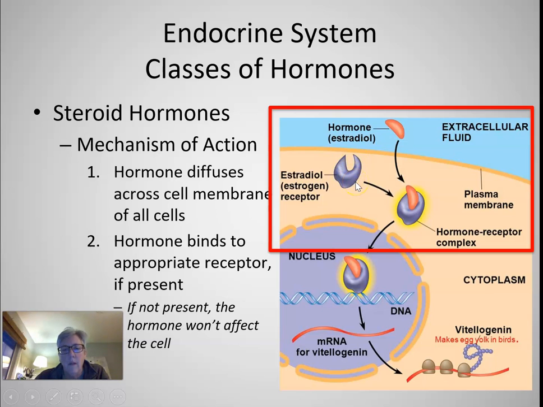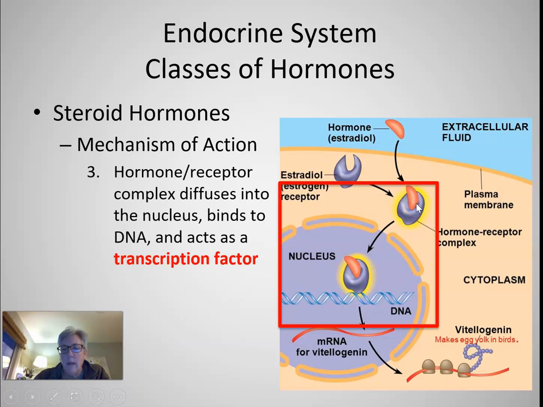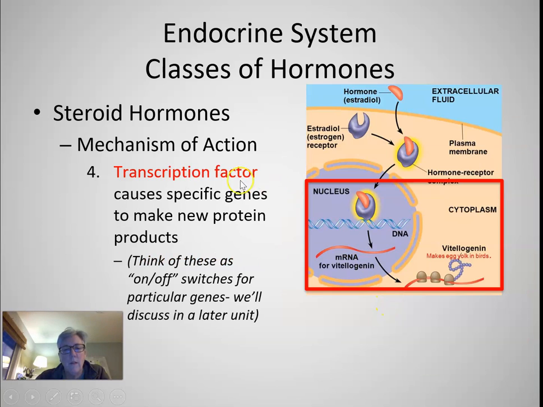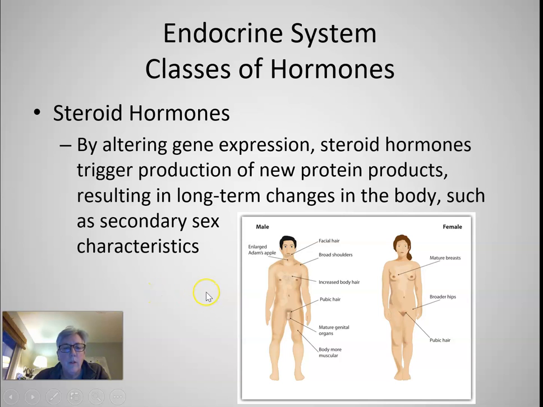It's inside the cell. And then once we have this hormone receptor complex, it can diffuse into the nucleus, where it will interact with the DNA that's in the nucleus, and it will affect how that DNA gets turned into protein. That is called a transcription factor. Transcription factors cause certain genes to make new proteins. It's kind of like an on-off switch for a particular gene. All right, so that would be a long-term effect of that steroid hormone. And so by altering gene expression, steroid hormones can trigger production of new proteins.